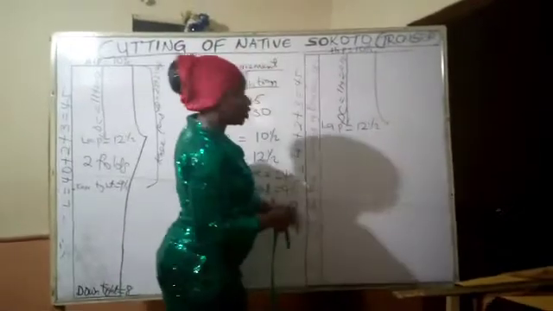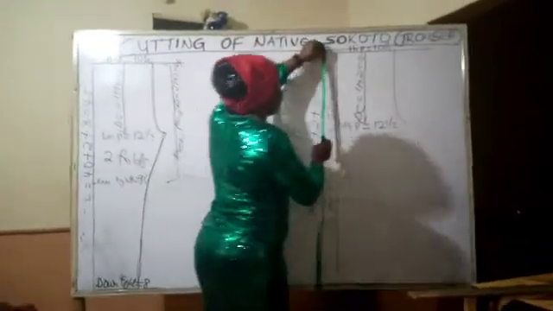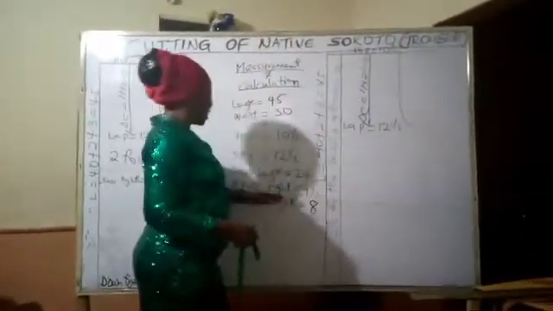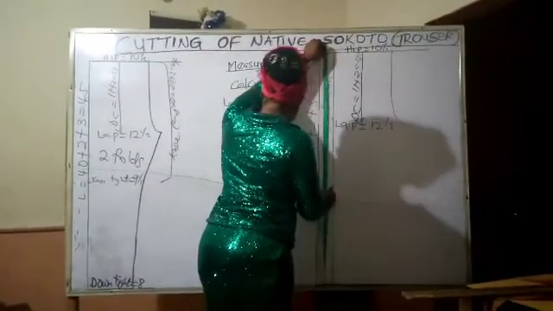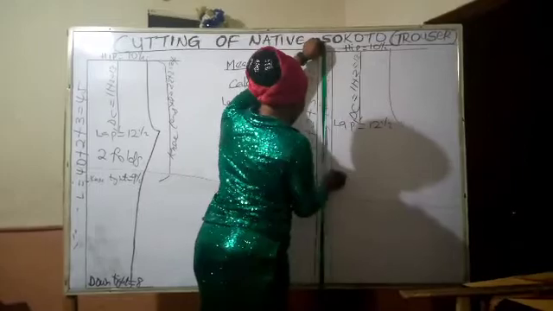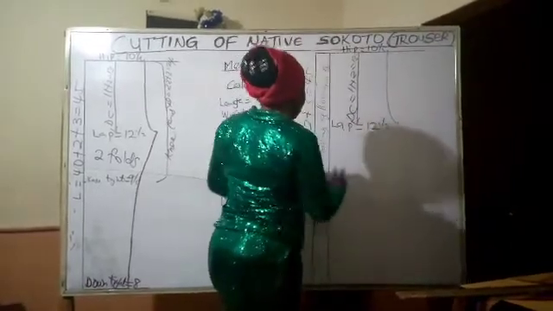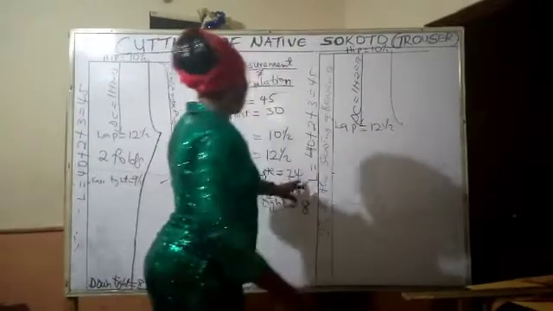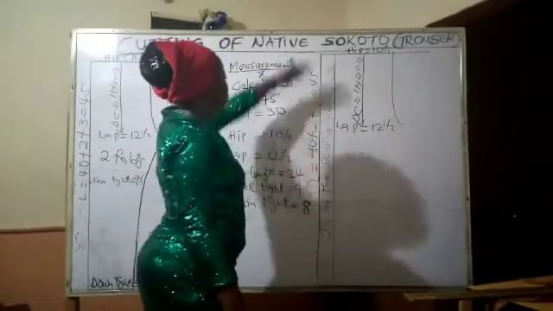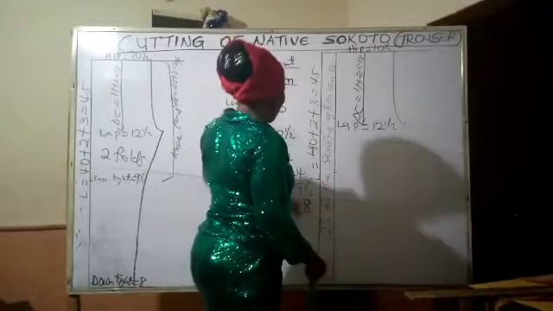Now we are going to measure the knee length. You cannot have the knee tight without having the knee length. So we are going to make use of the knee length. So the knee length here now is 22 plus 2, making 24, because you are going to add that 2 for the upper part with it.